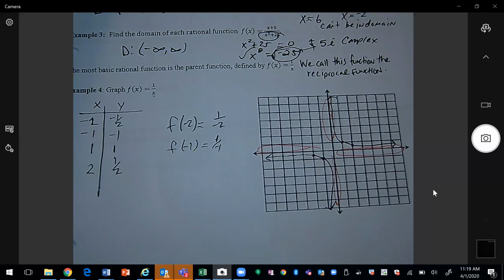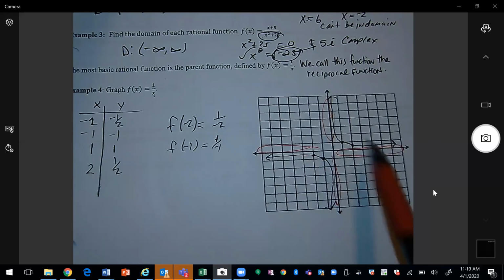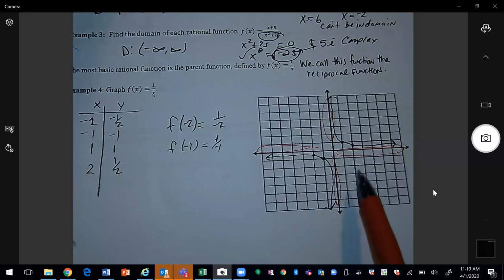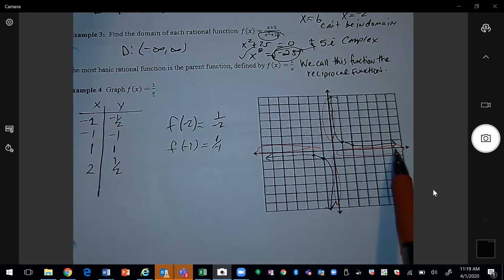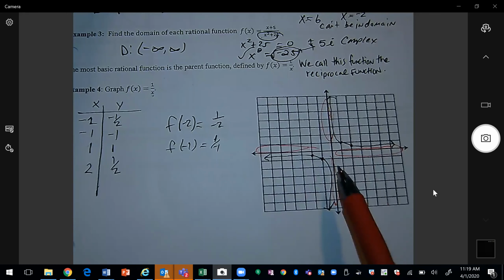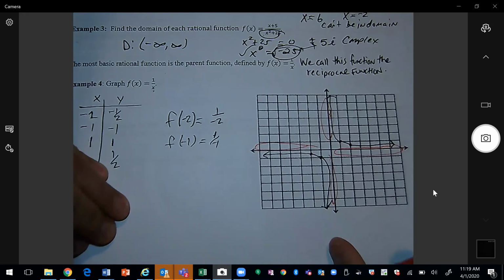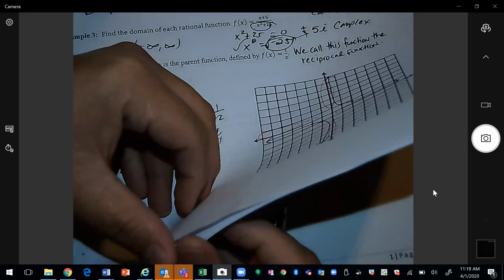This function is also called the reciprocal function. So anything that looks like a rational function will have a similar shape or similar type of a graph. So that is the way it looks. Any questions on the graph? The reason these graphs do not touch the x-axis or the y-axis here is because they're called asymptotes. And so in the next page, hopefully you guys have your notebook.